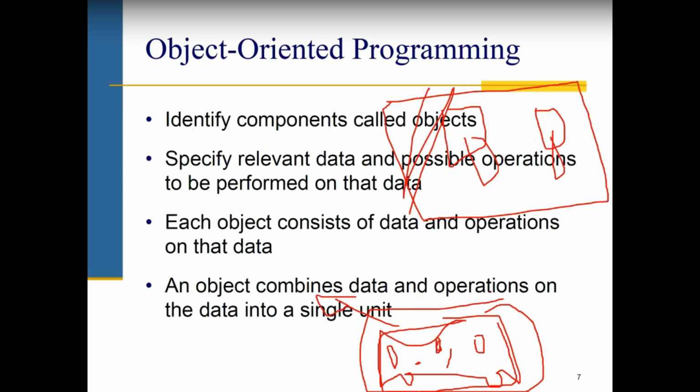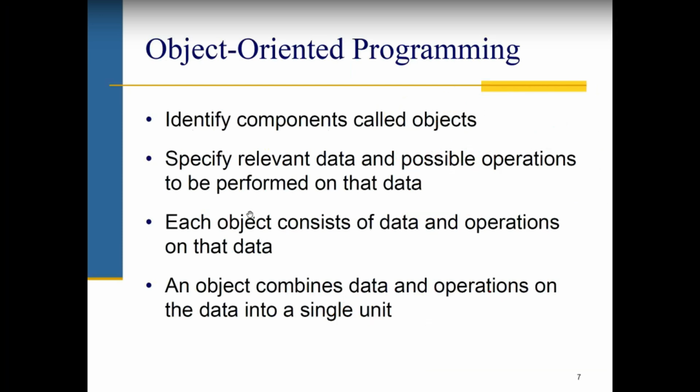So an object is an instance of a class, or a class that has been transformed. That is how it is. And then we say that it specifies relevant data and possible operations to be performed on that data. We'll look at that when we get to object programming. Each object consists of data and operations on that data.